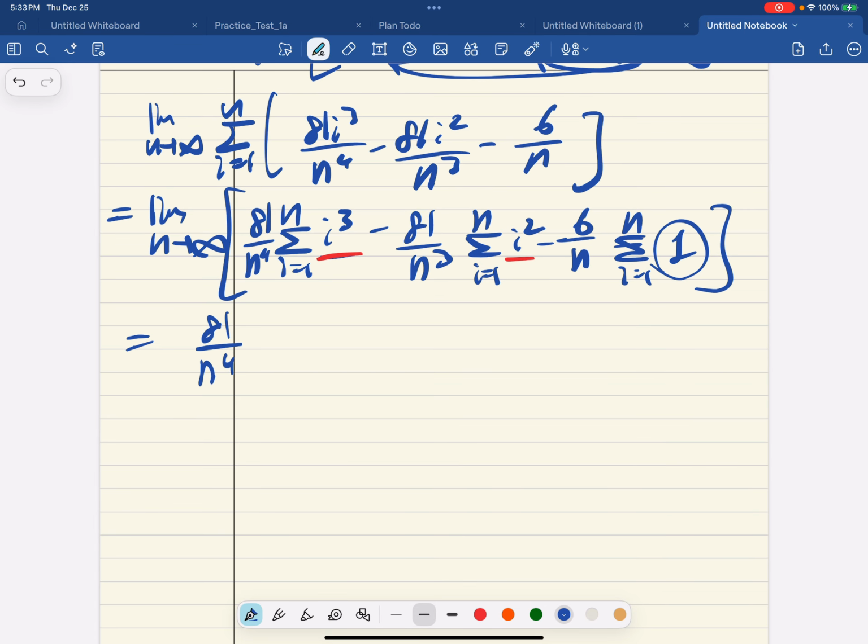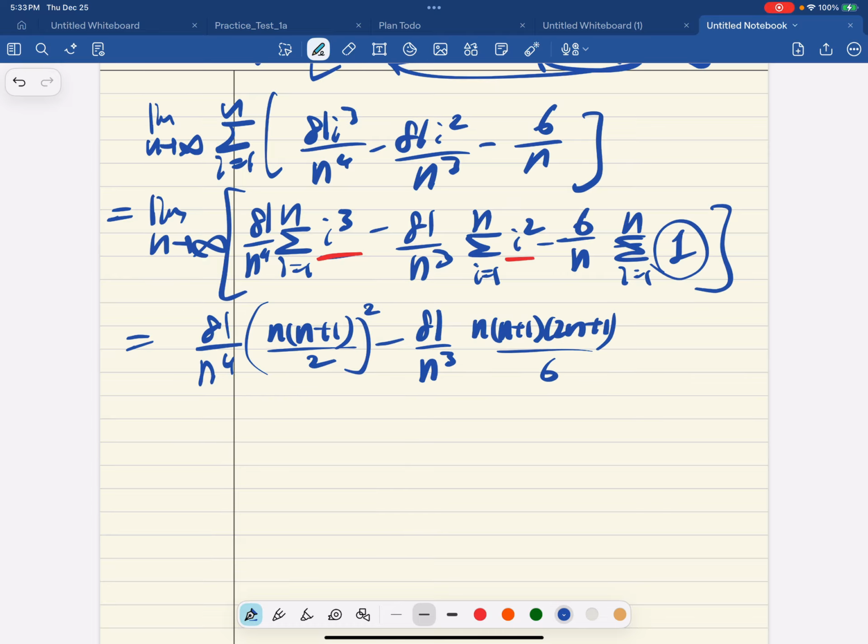Right now we have i cubed, so that becomes (n plus 1 over 2) all squared. Again, this is just rewriting. The sum of i squared is n plus 1 times 2n plus 1 divided by 6. And take away 6 over n times just n, because the sum of 1 from i equals 1 to n is just n. Just remember that gives an n. And there's still a limit because we didn't evaluate it yet. Now we evaluate the limit.